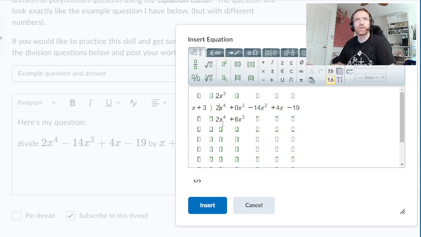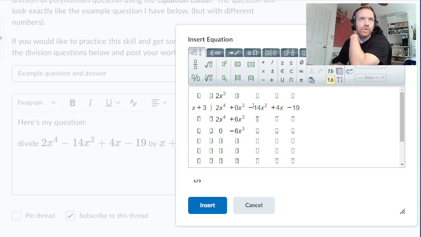So 2x to the 4, take away 2x to the 4 is 0, which it should always be because that's the way we designed it. And 0x cubed, take away 6x cubed, is negative 6x cubed, right? And that's what's going to go there. Now, the next part, we're supposed to bring down the 14x squared.